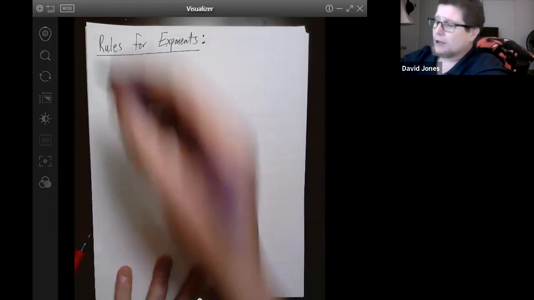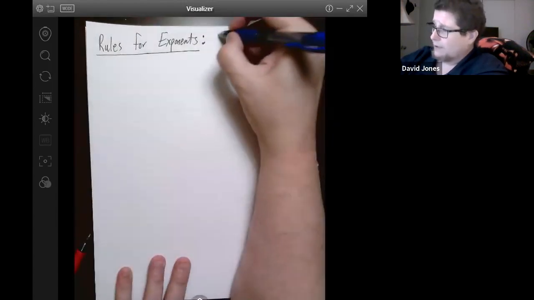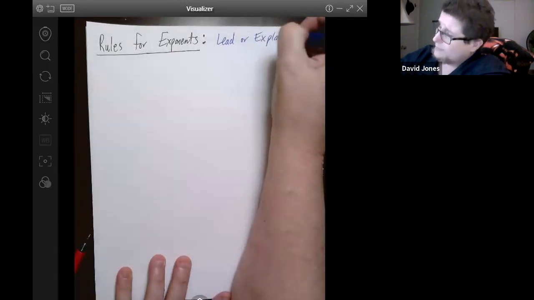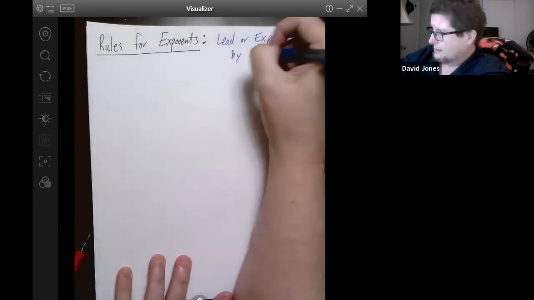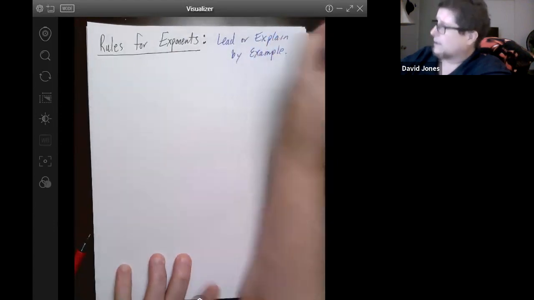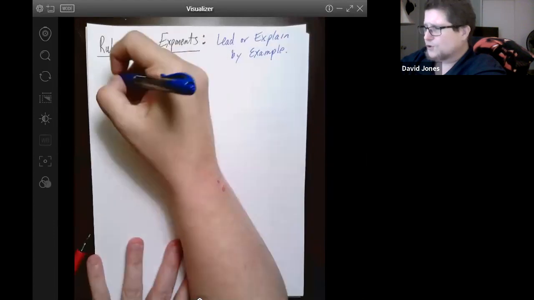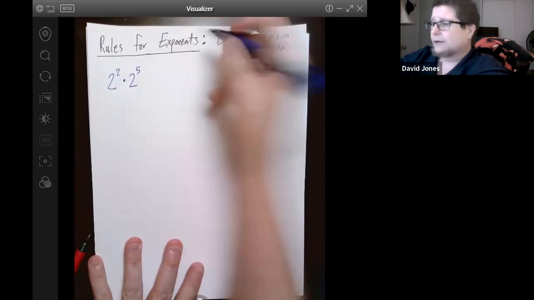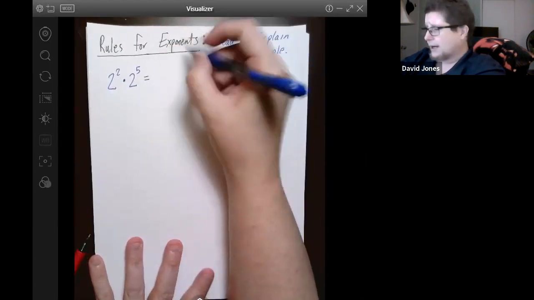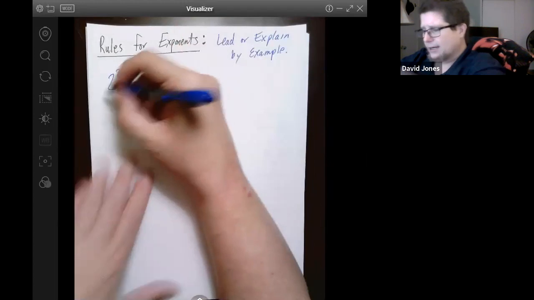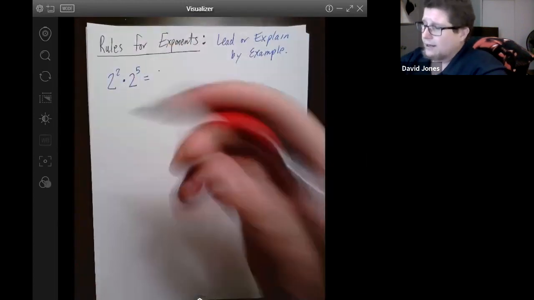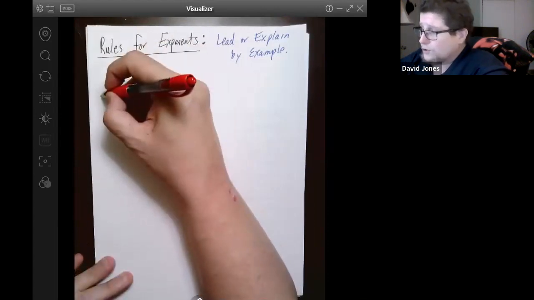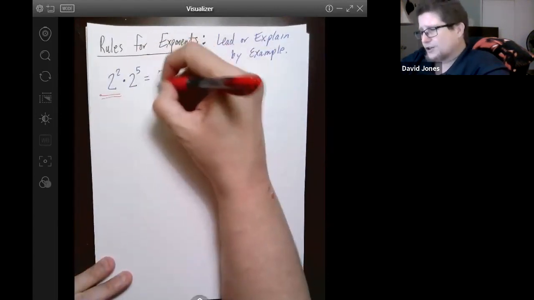So our first example, I'll just lead by example. Lead or explain by example, where it comes from. So if I have 2 squared and I multiply it by 2 to the 5th power, the 2 squared right here, let's use colors. The 2 squared is 2 times 2.